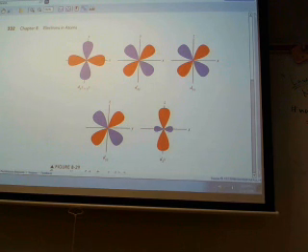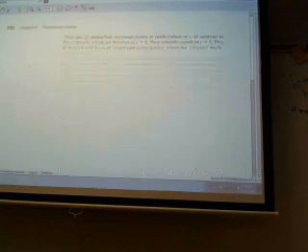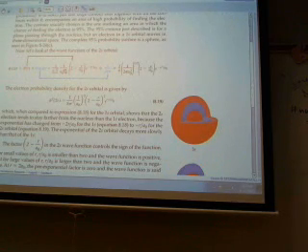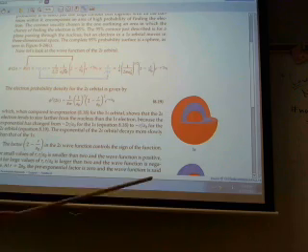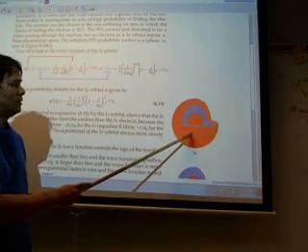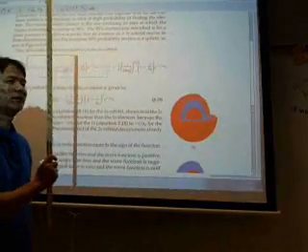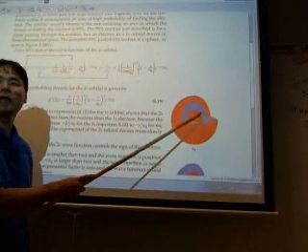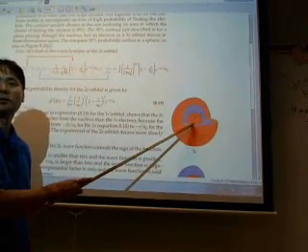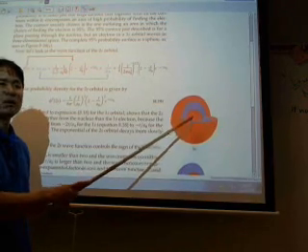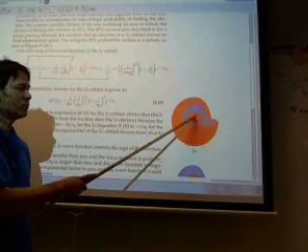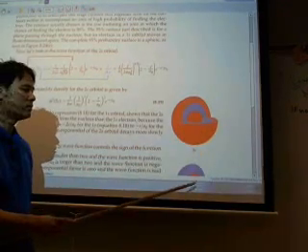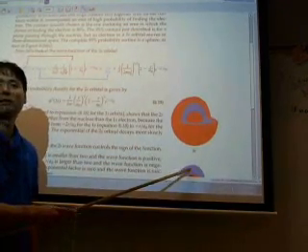But I saw another n equals 3 orbital. Here's another n equals 3 orbital. Hey, wait a minute. Didn't we say that there are going to be n lobes? N lobes? So n equals 3 gives me 3 lobes. 1, 2, 3. N equals 2 gave me 2 lobes. 1, 2.